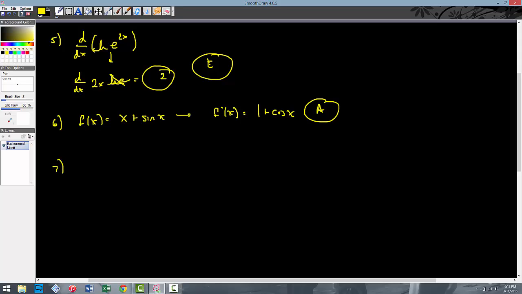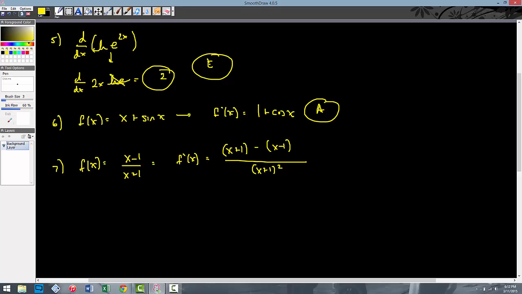7. f of x is equal to x minus 1 over x plus 1. There is no way around this one. You have to use a little bit of quotient rule by your side. So, low d high, derivative of the high is 1, minus high d low, derivative of the low is 1. Square the bottom, and away we go.